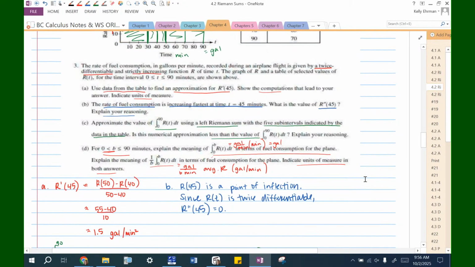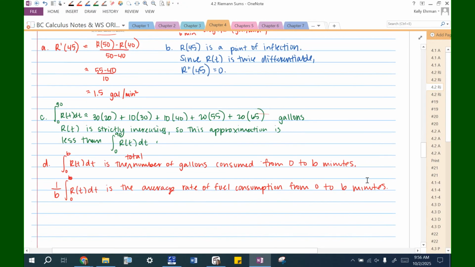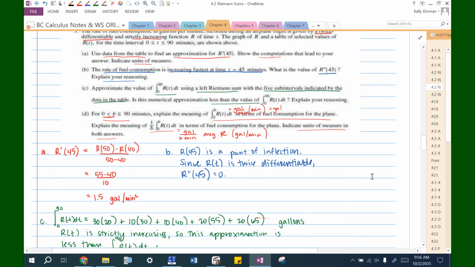What else did I have to do? Oh, indicate units of measure in both answers. Total number of gallons, did that. Average rate of fuel consumption in gallons per minute from 0 to B minutes. Okay, did I answer everything? It's always good to double check that. Did you answer everything? Explain the meaning of this, explain the meaning of this, indicate units of measure.